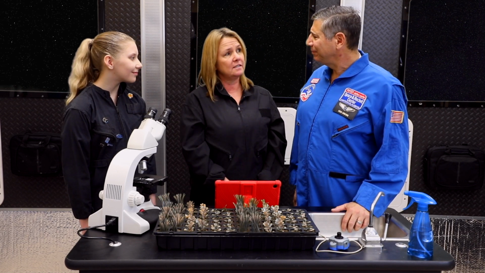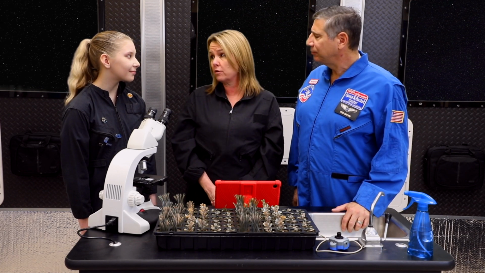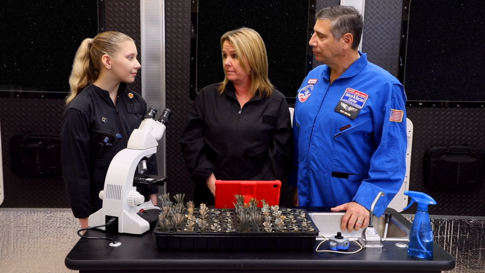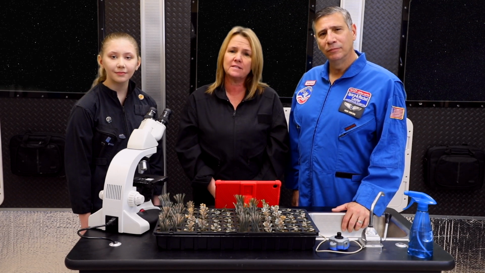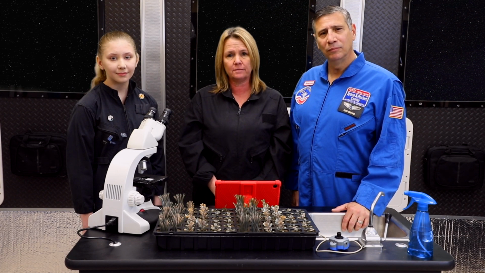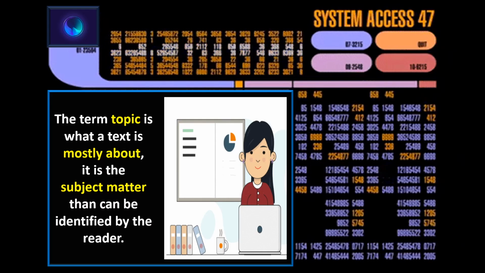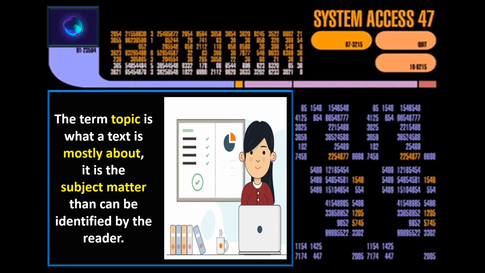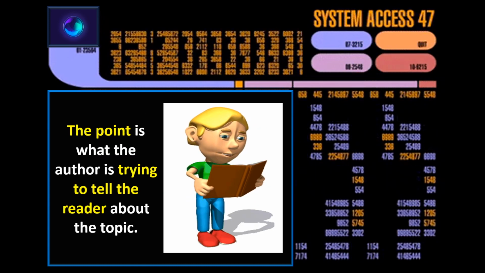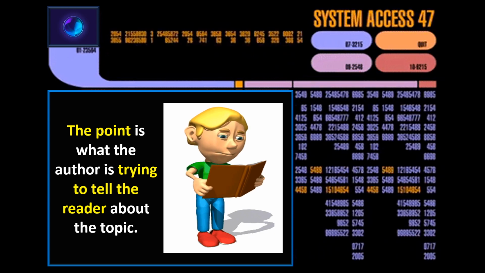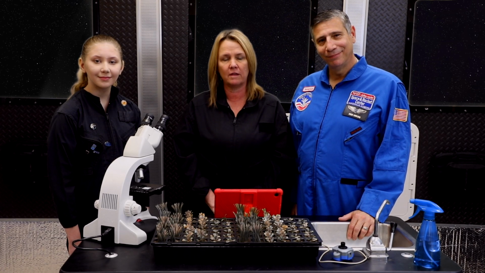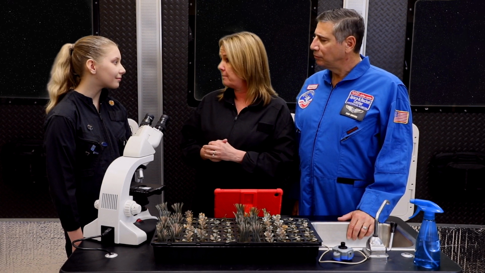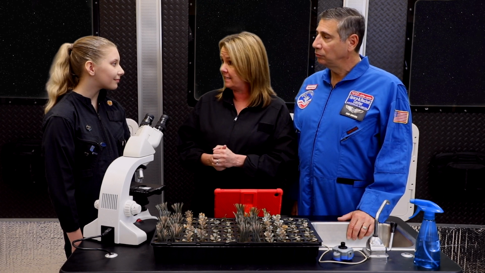I agree. And to discuss this topic, we need to define 3 important terms. They are topic, point, and central idea. Aurora, can you help us define topic and point first? Of course, Professor Chandra. The term topic is what a text is mostly about. It is the subject matter that can be identified by the reader. The point is what the author is trying to tell the reader about the topic. Correct, Aurora. That was very well done. Erica, you can see now that you've identified the topic and the point, you can determine the central idea.